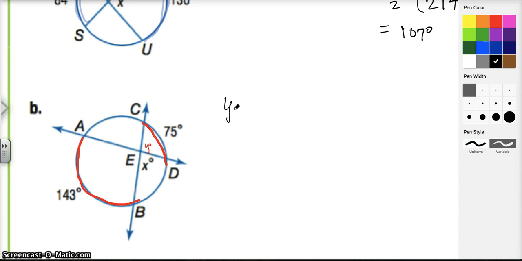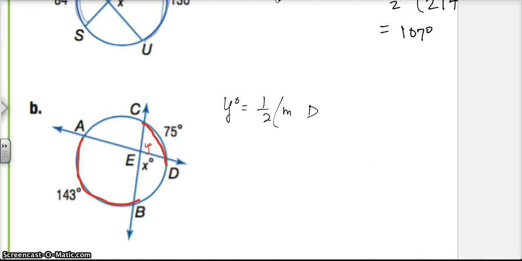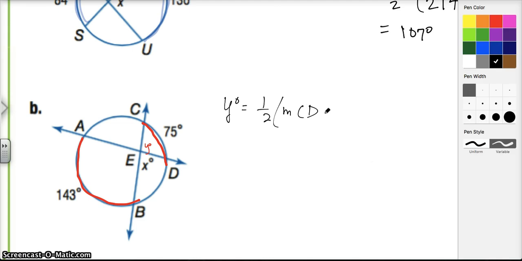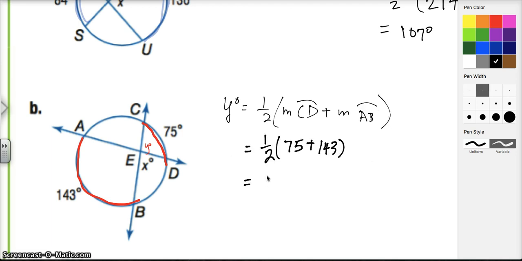To find Y degrees, we know it's going to be 1/2 the measure of those 2 arcs, the measure of arc CD and the measure of arc AB. Now I'm just going to replace my values there. Then continuing on, when I add these guys up, I get 218. And therefore Y is equal to 1/2 of that, which is going to be 109.